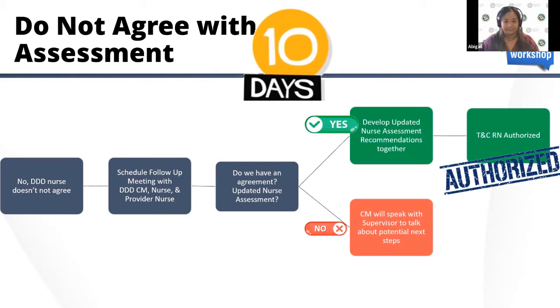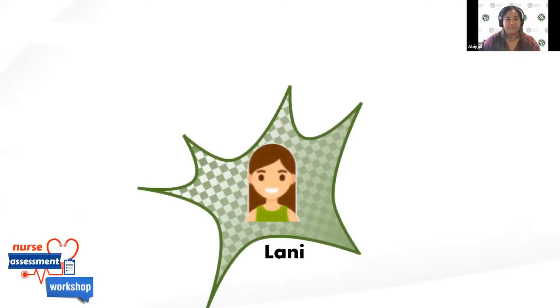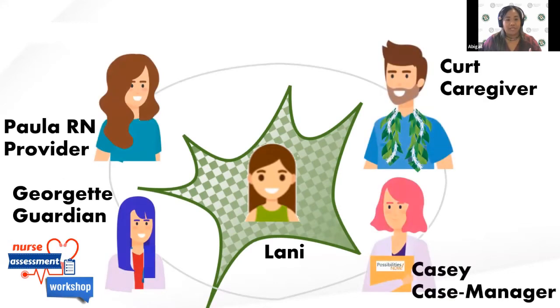So I'm not sure if anybody remembers our initial training with Lonnie Girl. In August, we talked about Lonnie Girl, and she made her debut. So if we're walking through this scenario, this is Lonnie Girl in the middle of her circle, and her circle consists of Paula, RN provider, her guardian, Georgette, caregiver, and Casey, the case manager. This is her circle of support that you folks see on the screen.